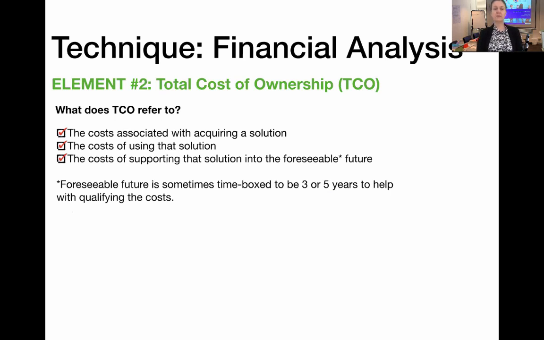Now, to use the TCO as a calculation or as an actual value, some companies would define what the foreseeable future means. And they tend to time box a period of time. So they might say foreseeable future for any solution they ever acquire is 3 years, 4 years, or 5 years, so that they can quantify the actual costs.